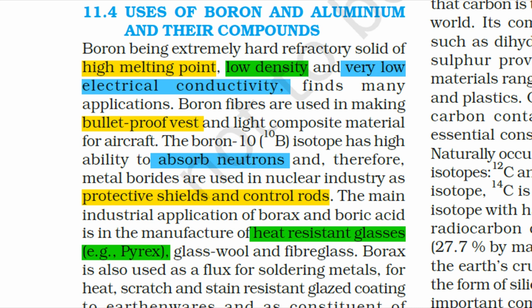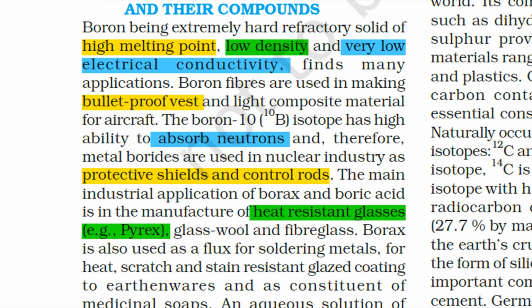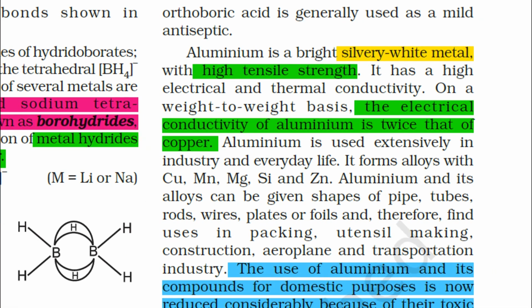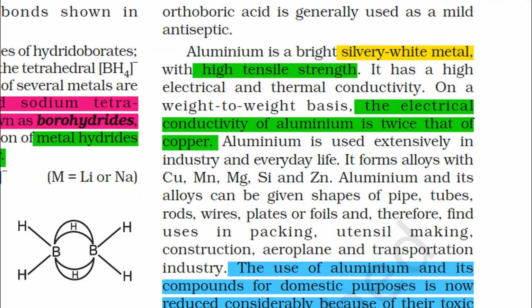and control rods. The main industrial application of borax and boric acid is in the manufacture of heat resistant glasses, that is pyrex, glass wool and fiberglass. Borax is also used as a flux for soldering metals, for heat, scratch and stain resistant glazed coating of earthenwares, and as a constituent of medicinal soaps. An aqueous solution of orthoboric acid is generally used as a mild antiseptic.